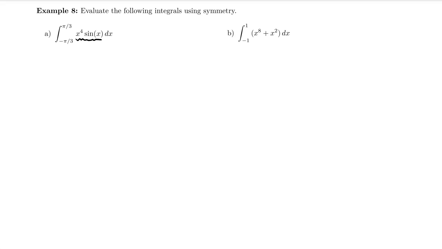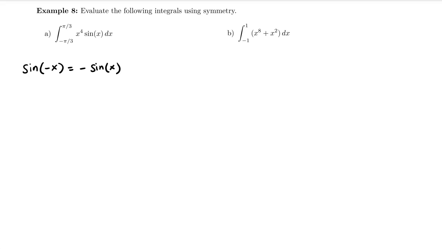And if it's neither, then we cannot use symmetry. But our directions specifically say to use symmetry, so our function is probably going to be either even or odd. So in order to proceed, you might have to recall an identity from trigonometry, and that identity tells us that sine of negative x is equal to negative sine of x.